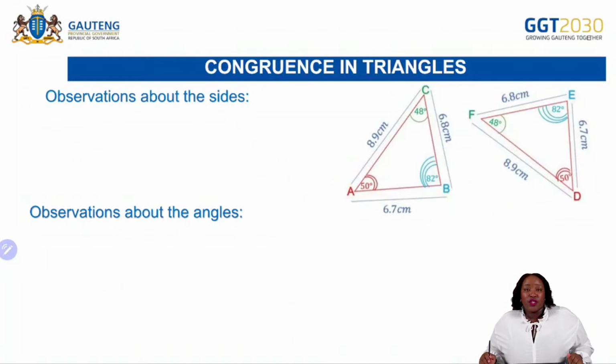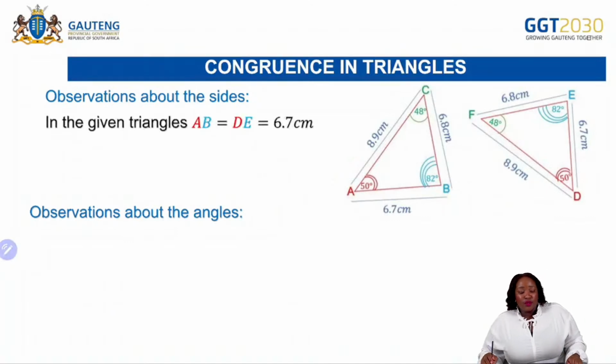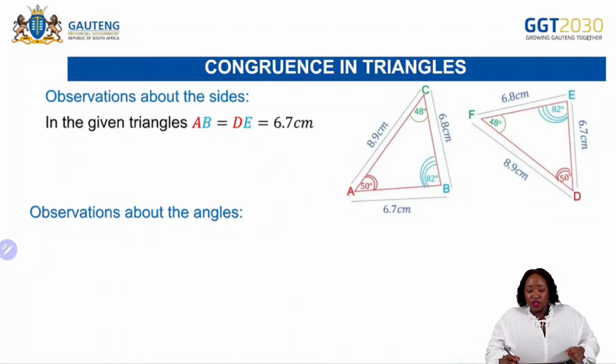So these are observations about the sides. What did we find? We found that AB is equal to DE. Did you notice that? They're both 6.7 centimeters. Can you notice other pairs of equal sides? I want you to write them down. You have 1 minute.